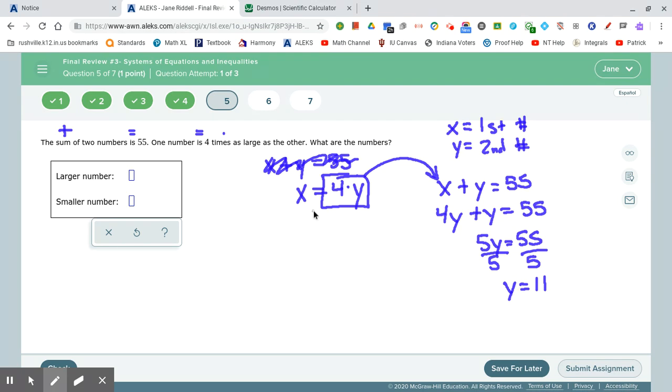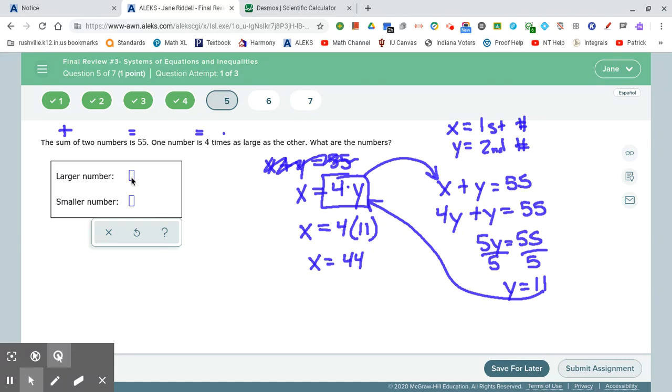What's my first number? Well, whenever you use substitution, you substitute twice. So now I'm going to replace my y in one of my original equations, and I'm going to replace y with 11. So I'm going to have 4 times 11, so x is 44. So double check. What's 44 plus 11? Hey, that's 55. What is 4 times 11? That's 44. All right, so then I would just type in my answers.